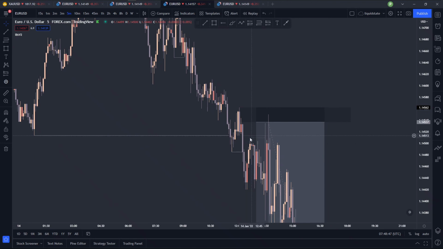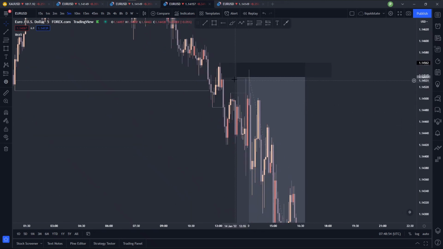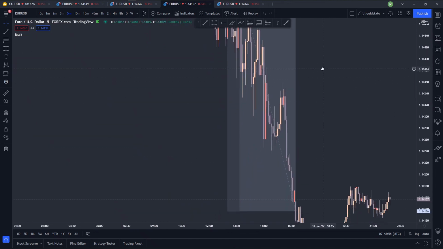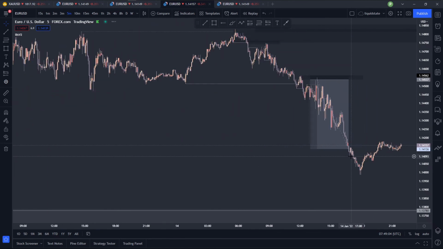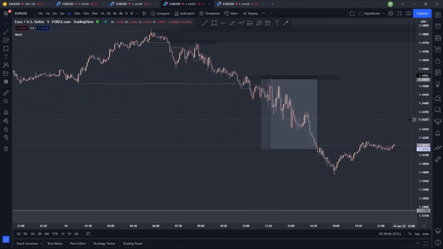So I saw it was building inducement, failed to mitigate this, mitigated this one first. You can see first mitigation, fell, second mitigation, and then I wrote it down. Same entry model, just a more complex view of it. So please go back, watch this video again if you don't understand, and backtest. It helps, bro. It helps.